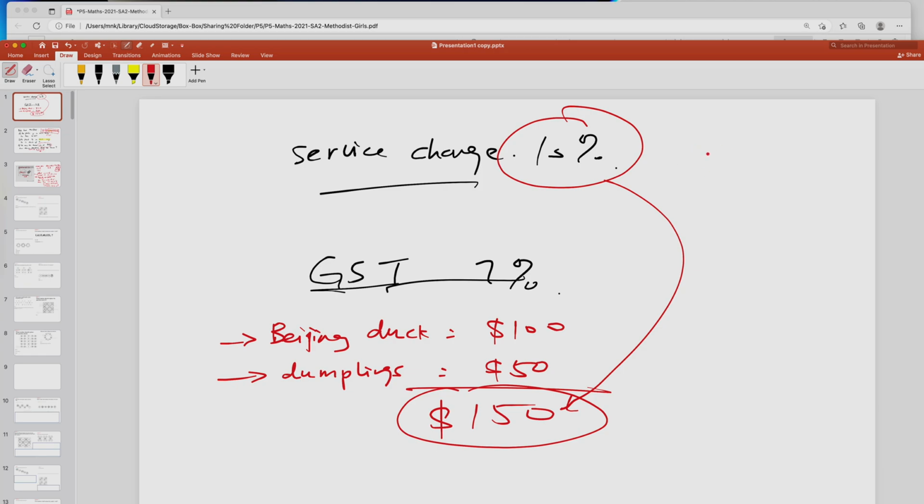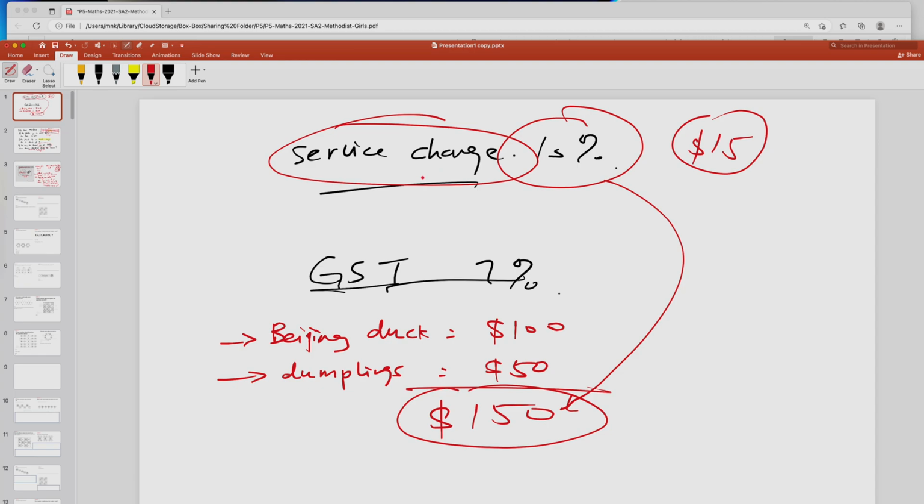Use a calculator. 150 divided by 100 is 1.5. That's 1%, so it's 1.5. But we need 10%, so 1.5 times 10 is 15. So the service charge, on top of the food price, you need to pay another $15 for the service charge.